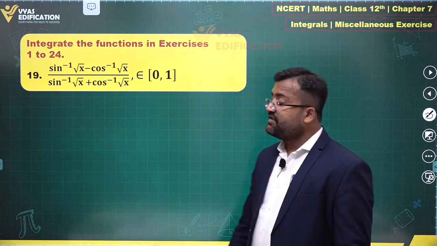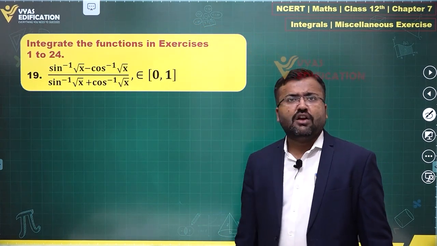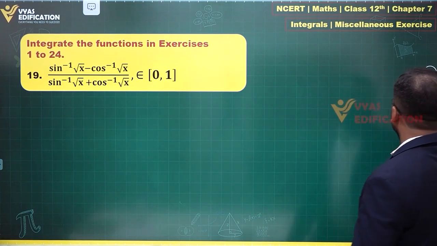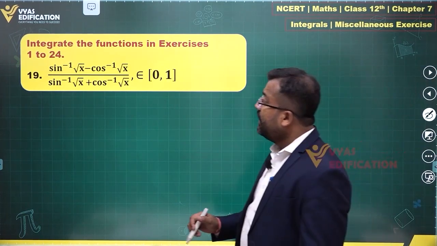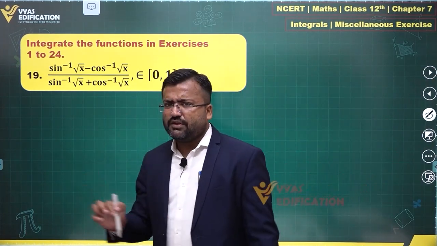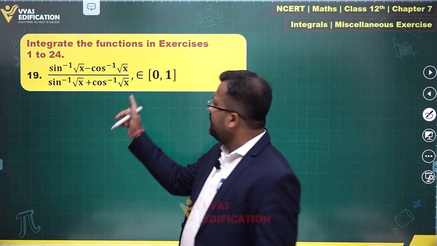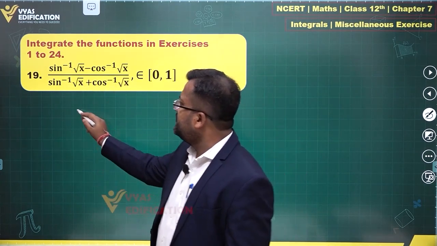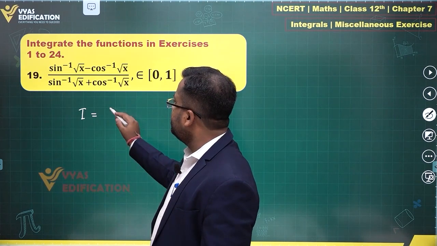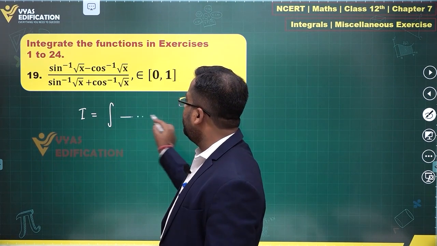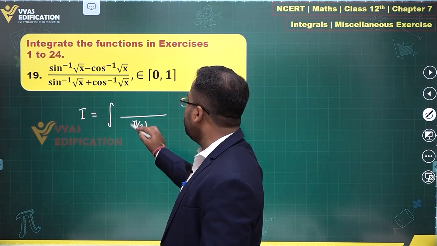In the 19th question, we have something very interesting. What do we have? Sine inverse root x minus cos inverse root x. How will we handle this? In the denominator, you have sine inverse root x plus cos inverse root x. That is simple, right? This denominator is equal to pi by 2.